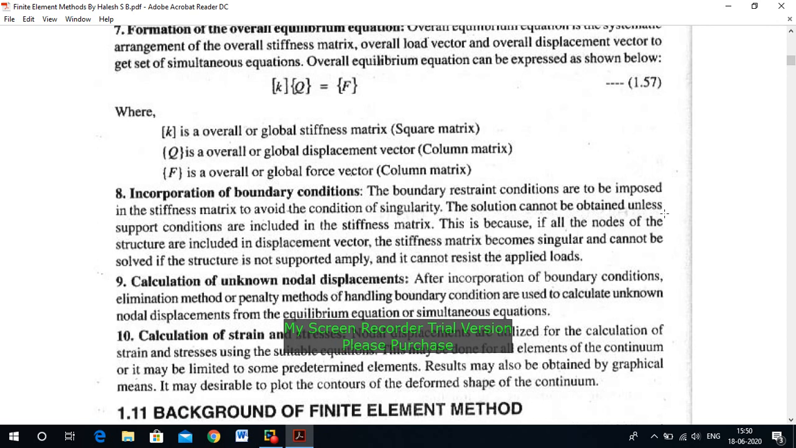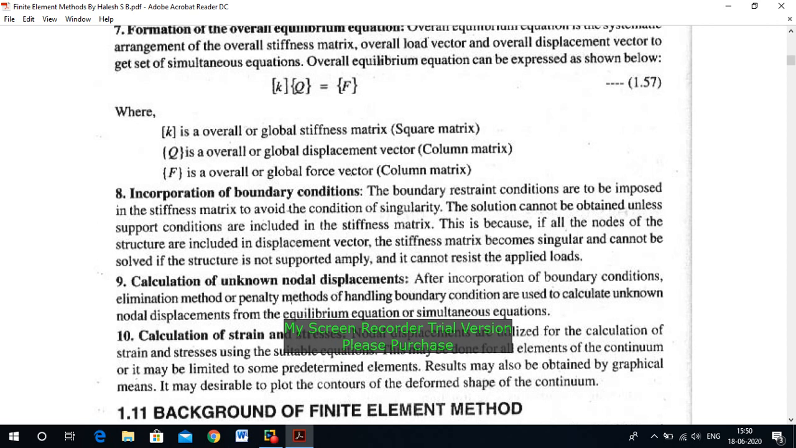So after incorporation of boundary conditions, two methods are used to find the nodal displacements. The first one is the elimination method, the second one is the penalty method of handling boundary conditions, used to calculate unknown nodal displacements from the equilibrium equation or simultaneous equations. Once we apply the boundary conditions, we get simultaneous equations. After solving those simultaneous equations, finally we will get the nodal displacements of the complex divided engineering problem.